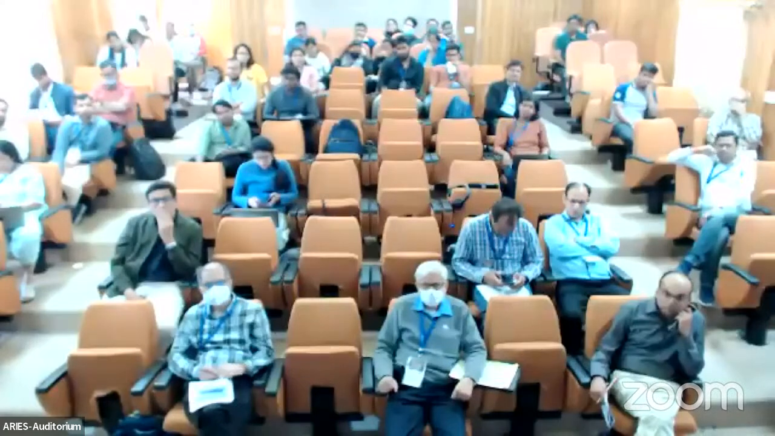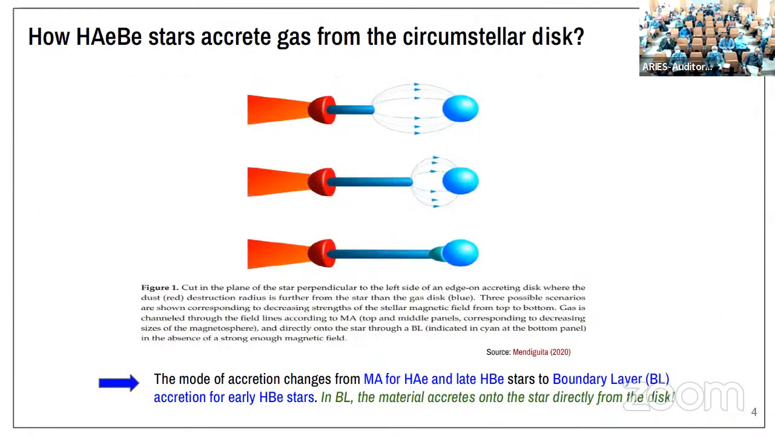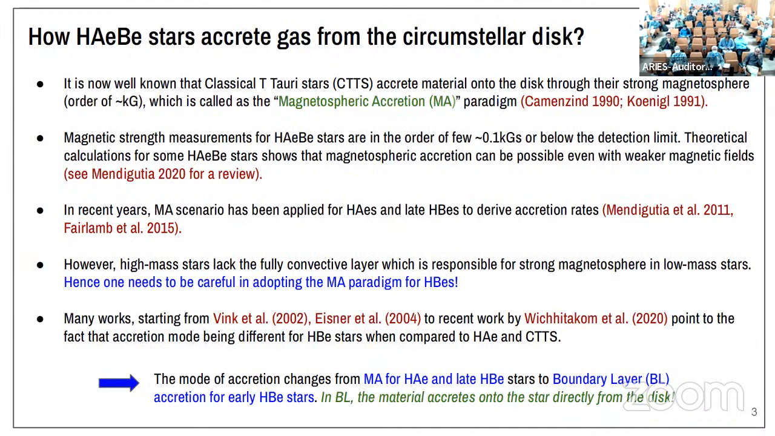The magnetic field truncates the disk at some radius and it starts funneling the material through the disk to the star. So that's what happens in a classical T Tauri star. But magnetic field measurements of Herbig Ae/Be stars are on the order of 0.1 kilogauss or less than that. And so that's the observed limit. So can they also have some magnetic accretion?